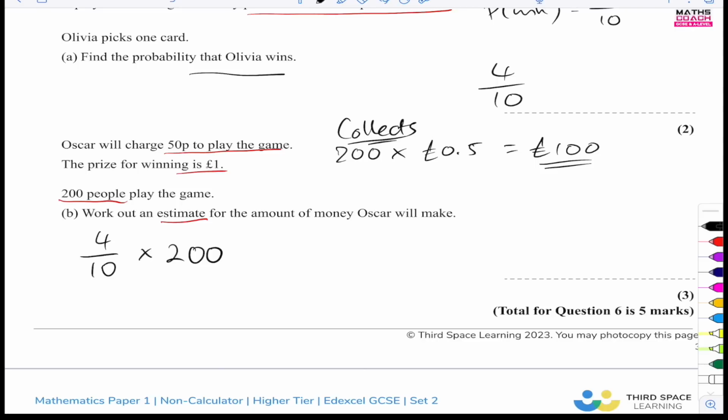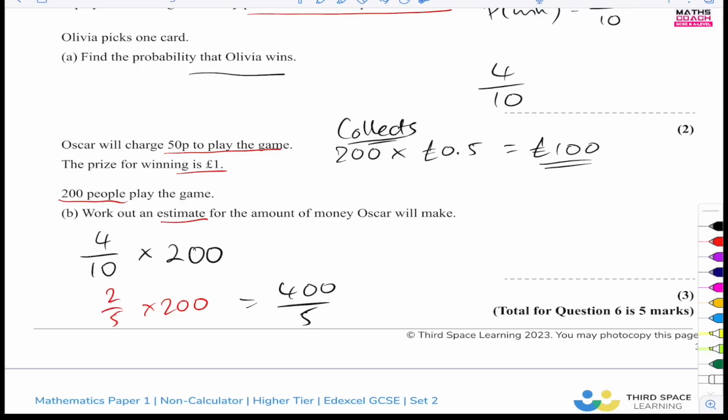All right. So shall we simplify this fraction first? So 4 over 10, that can be simplified to 2 over 5 and times by 200. And then what we can do, we didn't even need to do that. We could just do it anyway, but it's probably easier. So we just do 200 times by 2, which is 400, and 400 divided by 5.